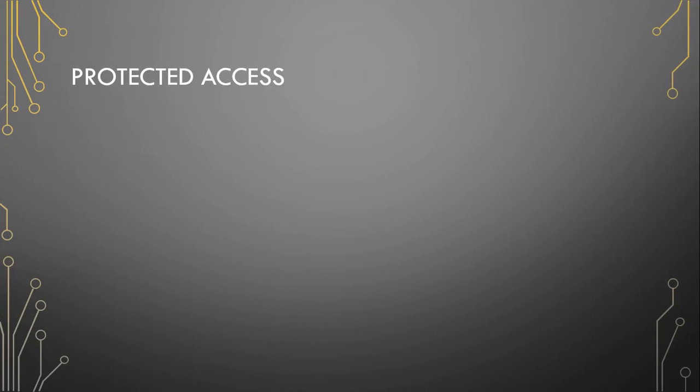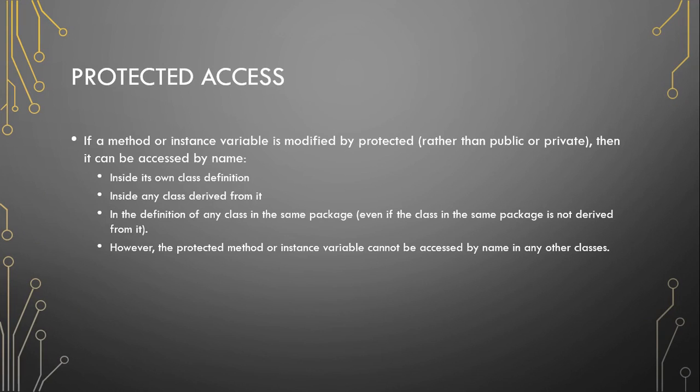So let's talk about protected access first. If a method or instance variable is modified by protected rather than public or private, then it can be accessed by name inside of its own class definition. It can be accessed by name inside of any class derived from it. It can be accessed by name in the definition of any class in the same package, even if the class in the same package is not derived from it. However, the caveat is that the protected method or instance variable cannot be accessed by name in any other classes.